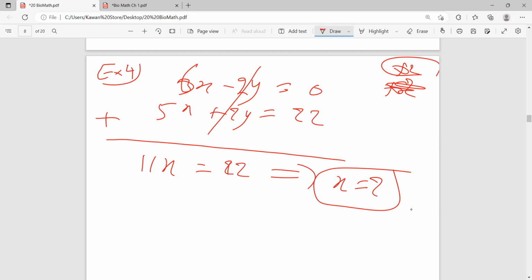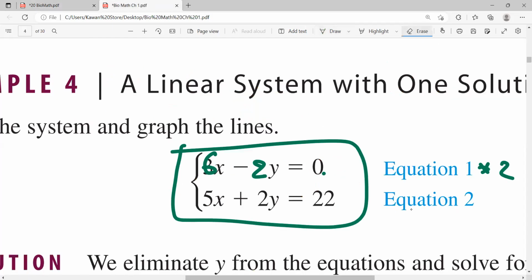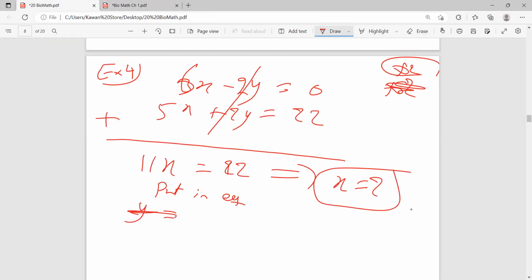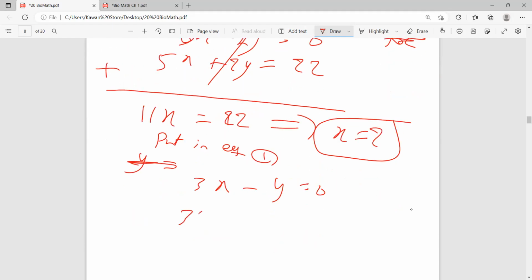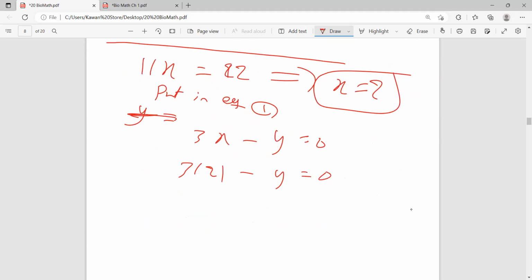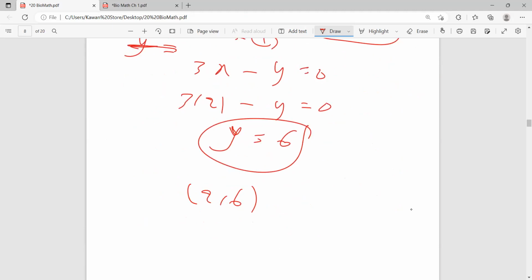You are right. How about y? Put where? Put in equation number 1. For example, the first is easier, right? So I'm going to put in the 3x minus y equal to 0 in equation number 1. So 3 by 2 minus y equal to 0 means that y equal to 6. So I got 2 and 6. So how many solutions do we have? One solution. So we have one solution, which is the intersection point.